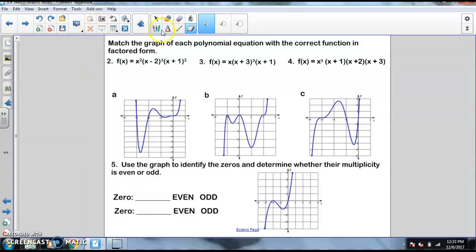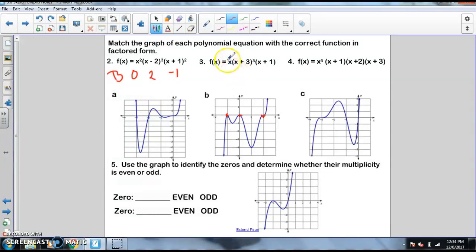So to match these, we're going to look at this here. I'm going to list my zeros. So I have 0, 2, and -1. So I have to find the graph that has zeros at 0, 2, and -1. So this one has 0, 2, -1. That one does not. So my zeros right here tell me that graph B goes with number 2.